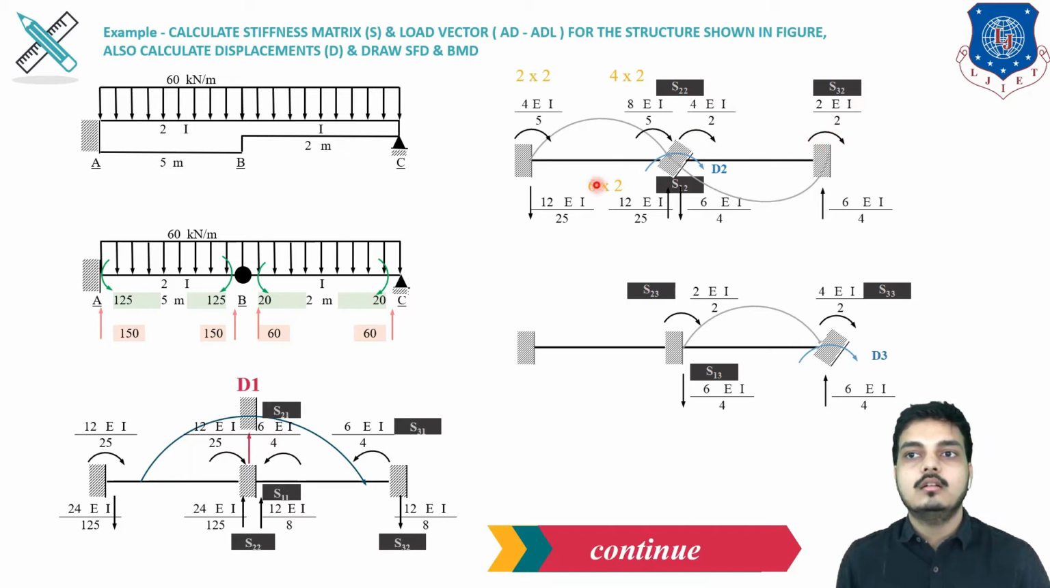Now you know that if we are assuming the slope D2 unknown as clockwise, both the moments will be clockwise, and its reaction will be anti-clockwise. Look, here I have assumed D2 as clockwise, so all 4 moments will be clockwise. The reaction will be in the opposite direction. If this is going clockwise, it will be going anti-clockwise. So here down, here up, here down, and here up.